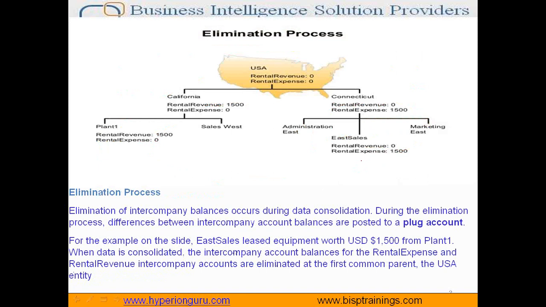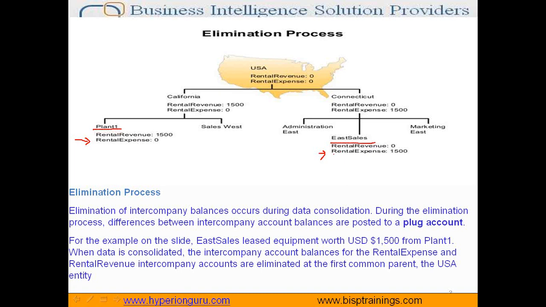Intercompany elimination takes place automatically in HFM. The moment you perform consolidation, elimination takes place automatically. According to the HFM documentation, elimination happens this way. In this example, we consider Plant 1 and E-Sales. They are two entities, intercompany partners, where the transaction is happening. E-Sales has taken some goods or services from Plant 1.